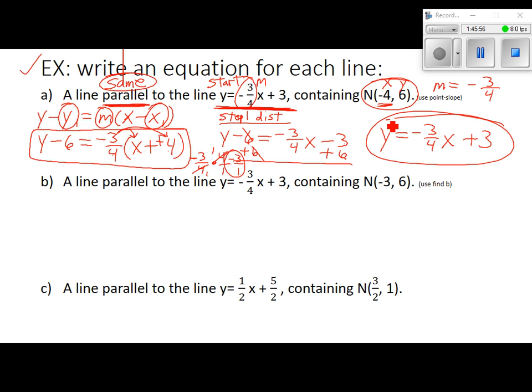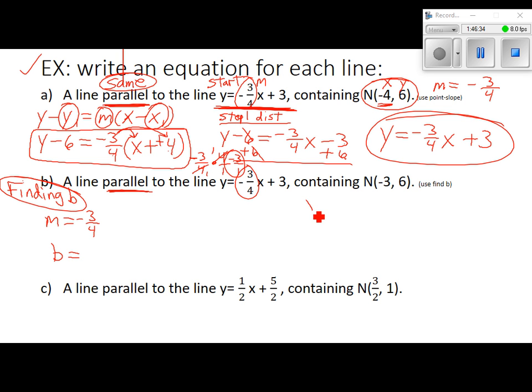Another way you could do that same kind of problem, if you don't like dealing with the fractions, you're going to have to deal with the fraction some, but maybe you'll like this way better. And this way is just by finding the b, which is your y-intercept. Again, if the two lines are parallel, we know the slopes are going to be the same. Well, the slope of this line is negative 3/4, so the slope of the new line has got to be negative 3/4. And what we want is to find the b so that we can write this in y equals mx plus b form.